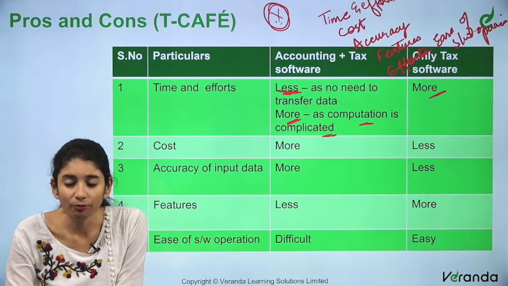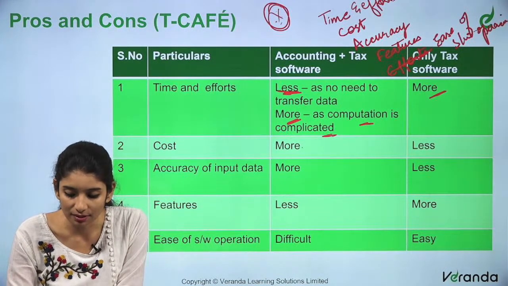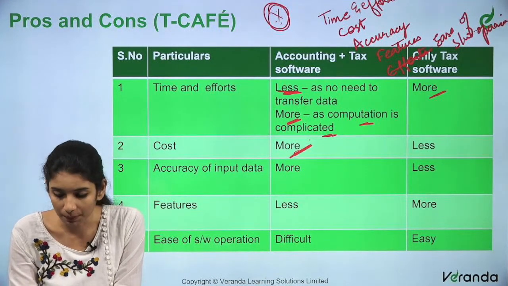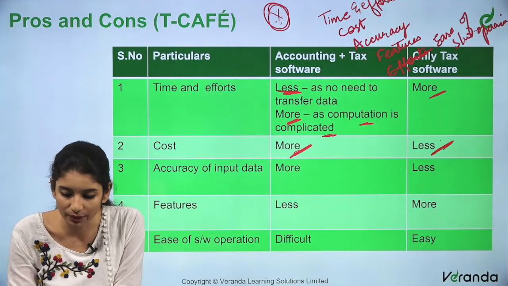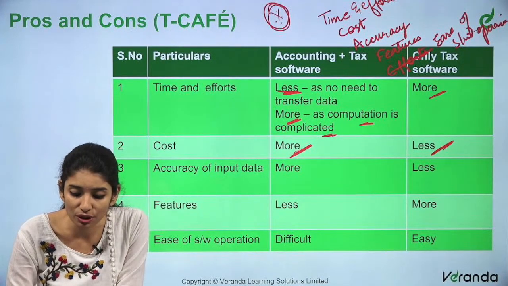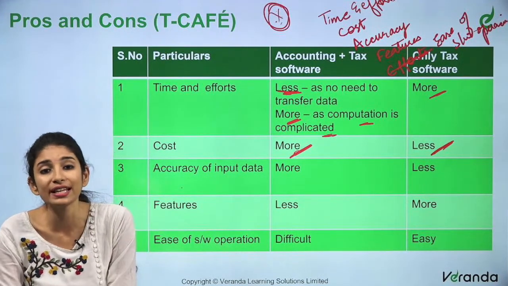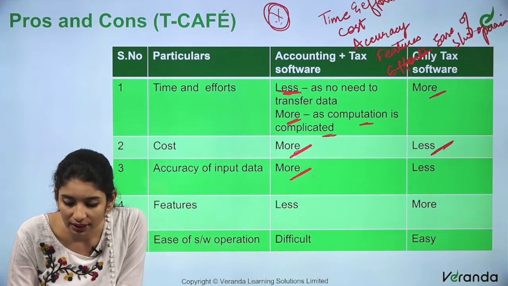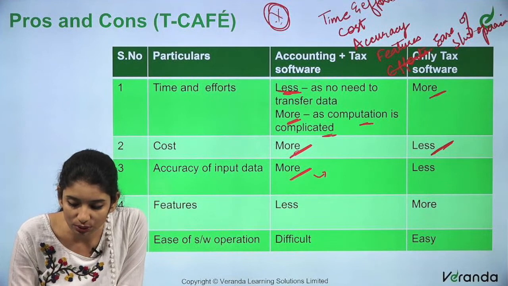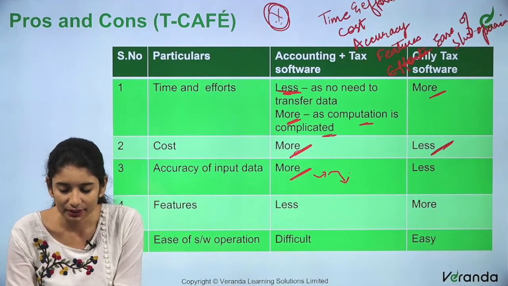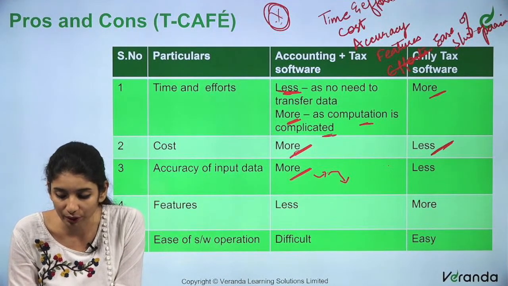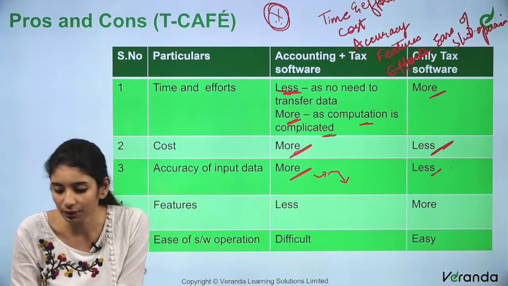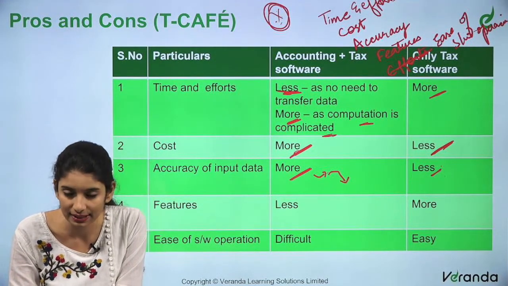Cost, obviously you are getting two things in one software, so cost is going to be more here. Only tax software is going to be less. Accuracy of input data is going to be more accurate, because whatever data goes into accounts, the same data will come in tax. So, it will not change, it will be more accurate. Here you are copying from one software to another software, so the accuracy is less.